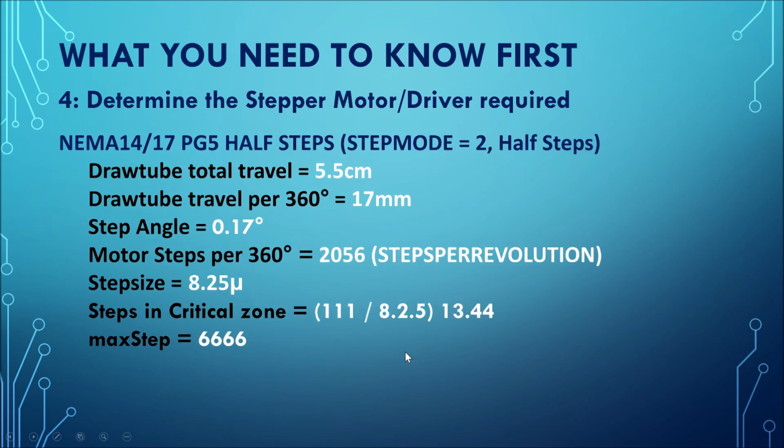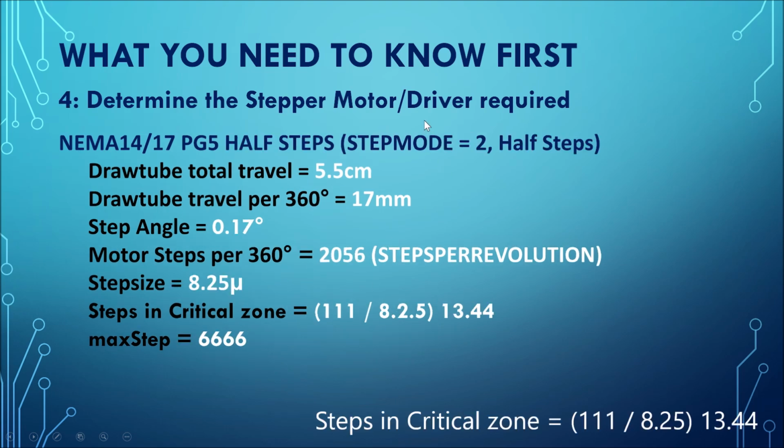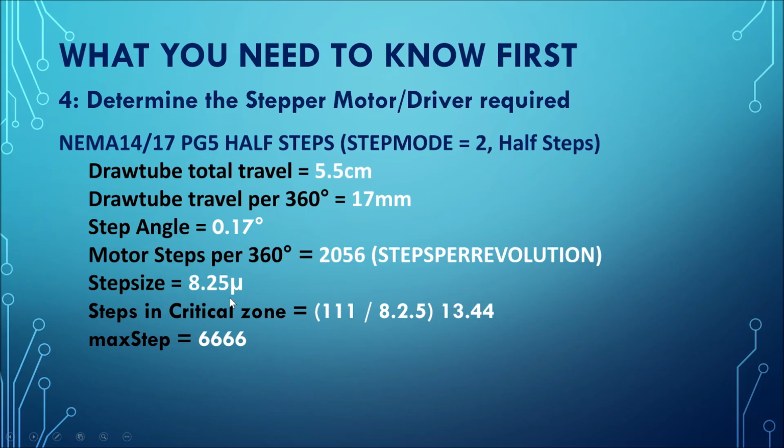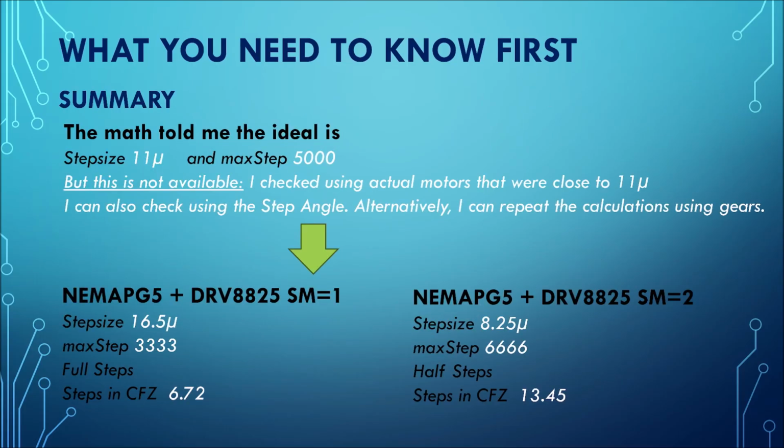3,333. If we were to do the same calculations again, same Stepmode, but run the half steps, we get 13 steps in the critical focus zone. We get a step angle of 0.17, get a step size of 8.28, and we now have a max steps of 6,666.